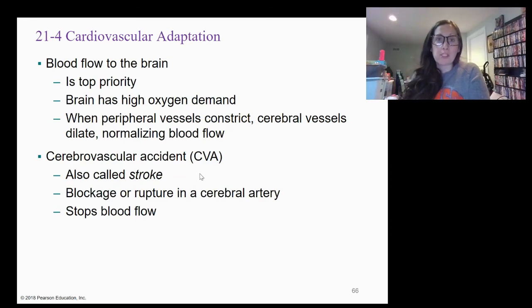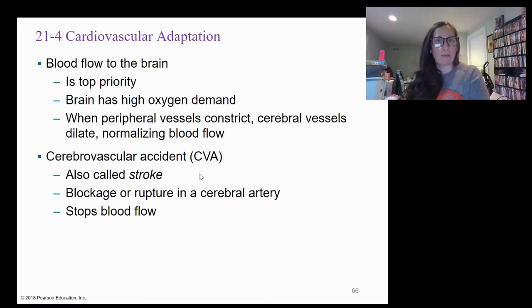One area I would like to mention, though we'll talk about it again with the nervous system, is that your brain is greedy when it comes to blood. It is the top priority location for blood flow because your brain has the highest oxygen demand in your entire body. And so it's very important that your brain receives oxygen. So that's why limiting oxygen to your brain can be so devastating.